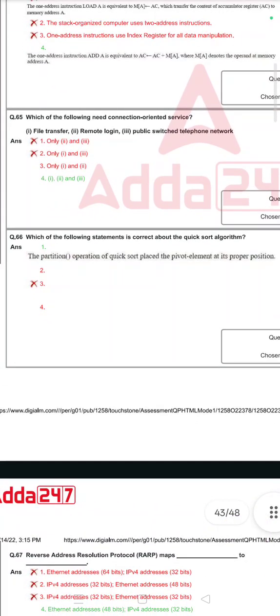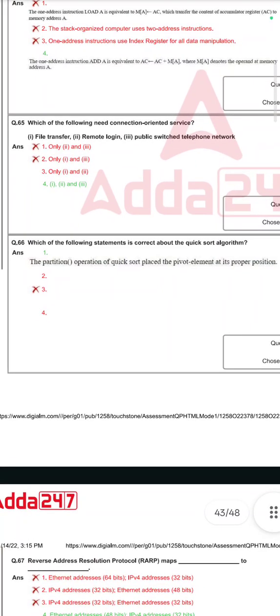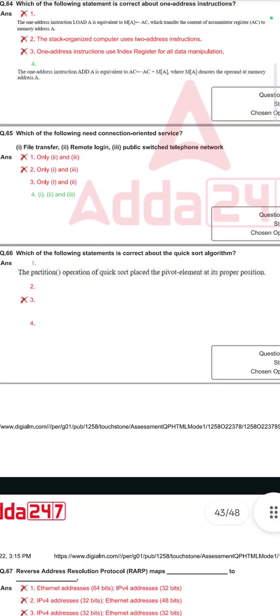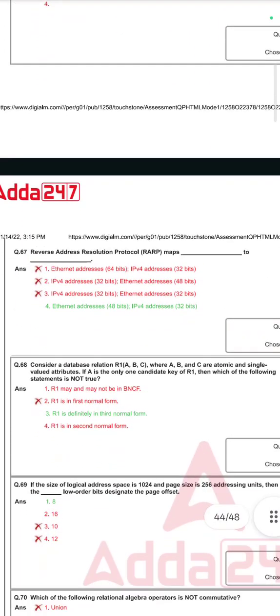Which of the following statements is correct about the quicksort algorithm? First one is correct, అదొక్కటే ఉంది, మిగతా ఆప్షన్స్ లేవు. The partition operation of quicksort places the pivot element in its proper position. ఓకే, దాని గురించి ఏం చెప్తాను.